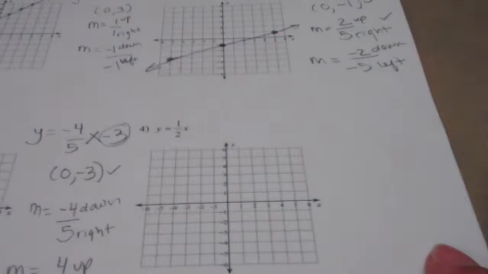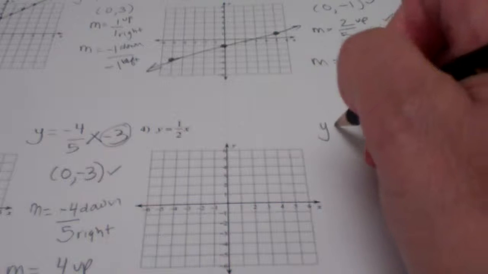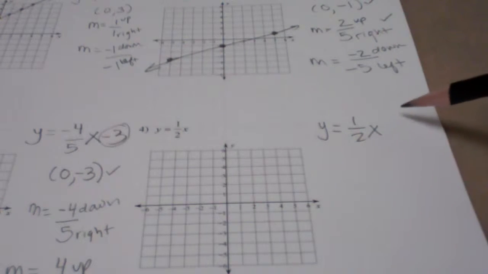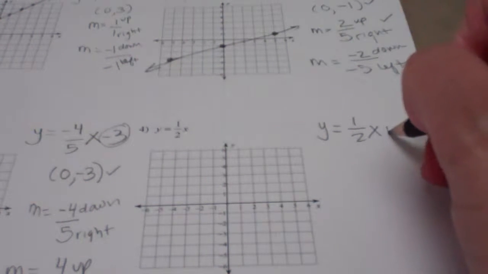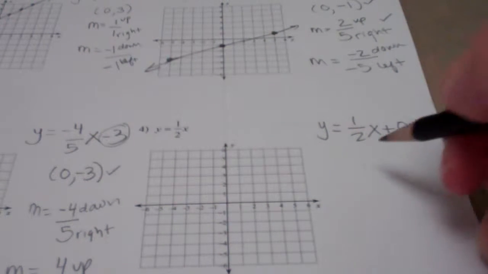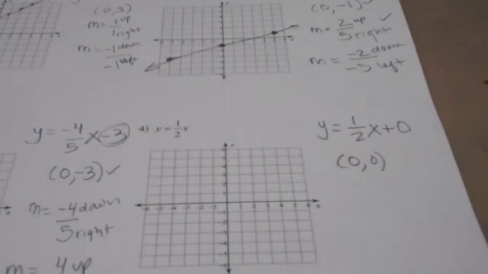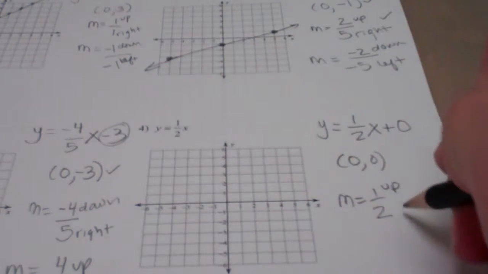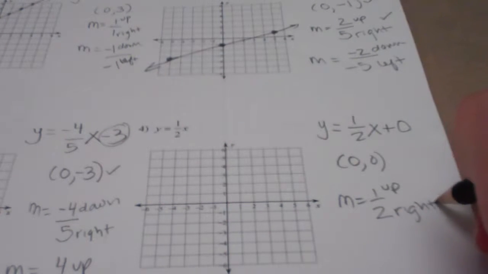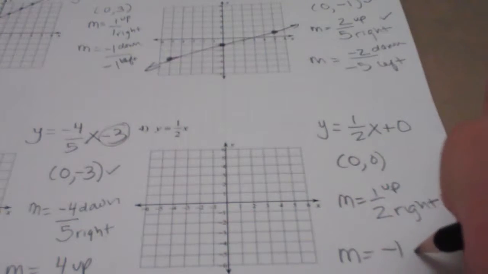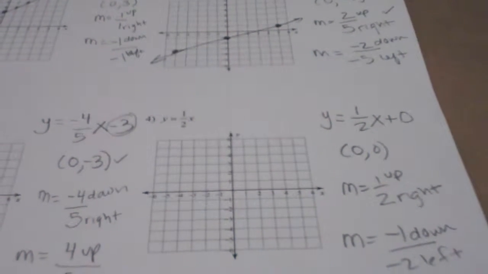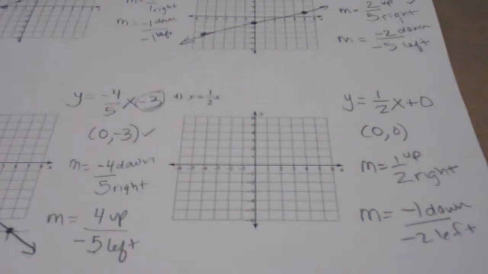Going on to number 4. This equation reads y equals 1/2 x. Notice I don't have a y-intercept here, so we're going to insert our plus 0. So our start point is at (0, 0). Our slope is 1/2. 1 is up, 2 is right. Opposite, we go down, and we go left. So let's go back to our y-intercept, (0, 0).